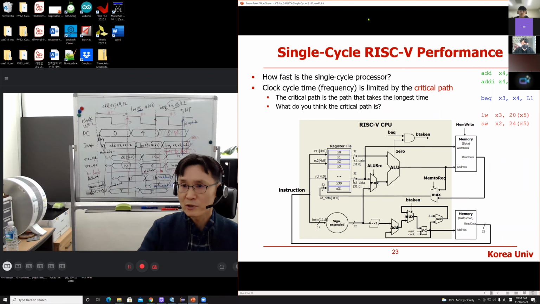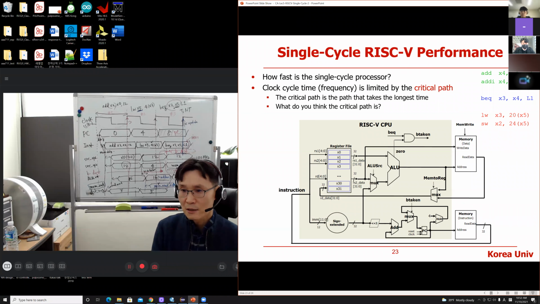Okay. To examine that, let's check out the data path. Those instructions are following. Which path should be taken to execute addition, addi, beq, lw, sw instruction? Then one more thing you have to think about is the hardware component where clock is coming in. Which component is taking clock?